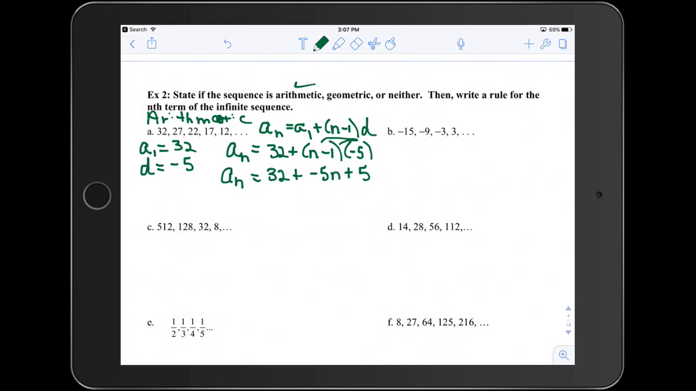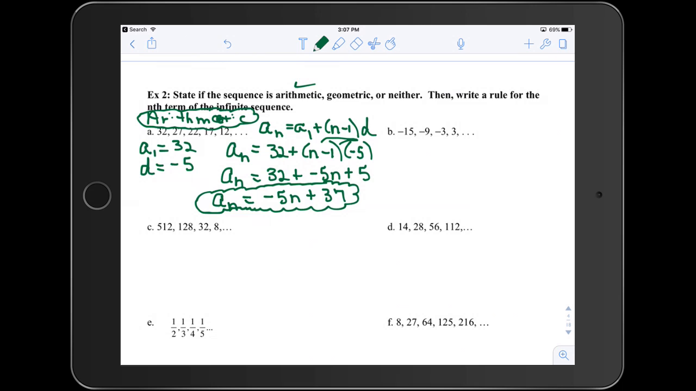So we're just doing a little bit of algebra here. So the distribution of that negative 5, then combine like terms, we end up with a sub n equals negative 5n plus 37. Now I'm going to just, this is the answer then. So we have, this is our rule for any term in this sequence. And we know it's arithmetic, so we're going to circle that too. That was part of the other answer. So at this point, if I want to know, I don't know, the 100th term, all I'd have to do is put 100 in for n, and it will give my value at the 100th term.